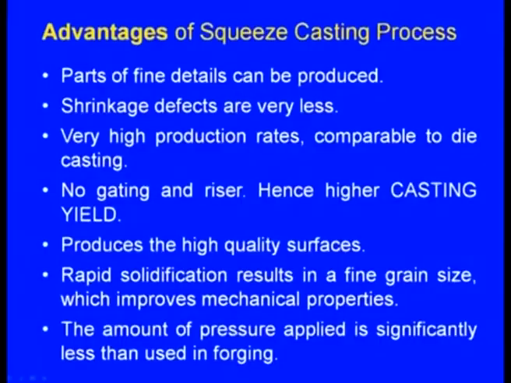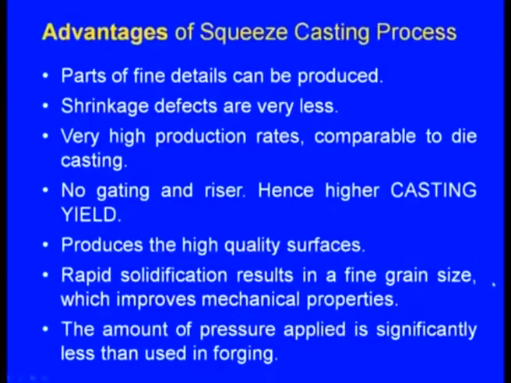Produces high quality surfaces. Because the molds are made up of metallic ones, we get very good surface finish. Next one, rapid solidification results in a fine grain size which improves mechanical properties. Solidification is very rapid. Why? Because the molds are metallic ones, they absorb heat rapidly. That is how we get the fine grains, and because of that there will be good mechanical properties.